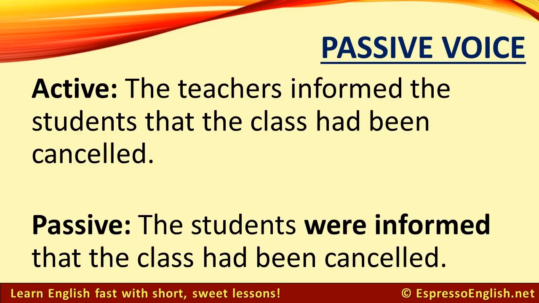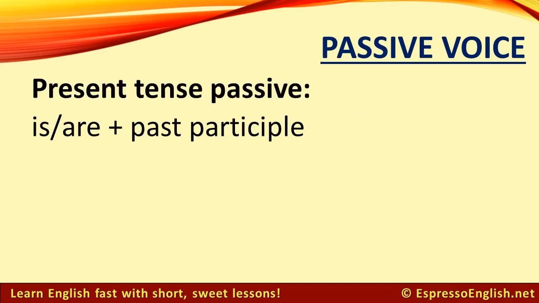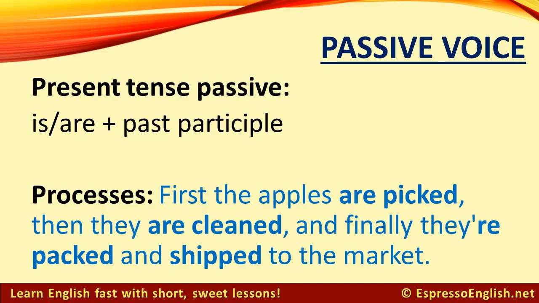Active: the teachers informed the students that the class had been canceled. Passive: the students were informed that the class had been canceled. To form the passive voice in the present tense, use is or are plus the past participle. We often use the present tense passive for processes.